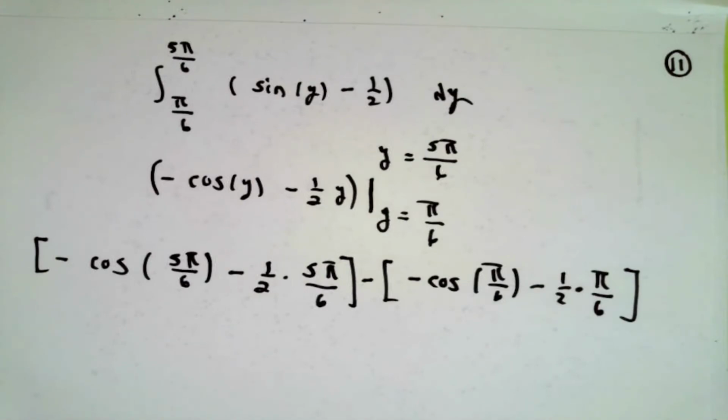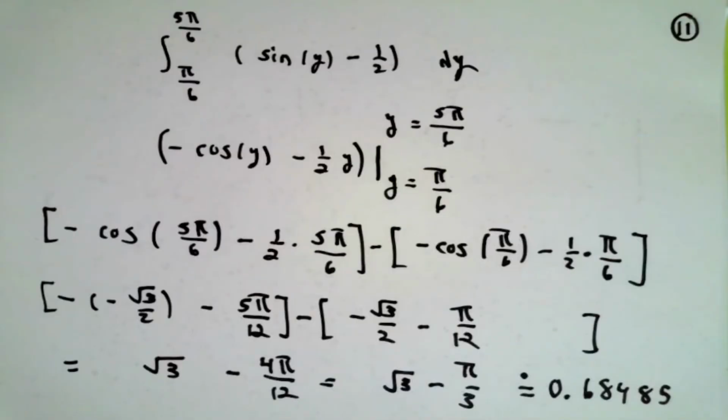The antiderivative is negative cosine y minus 1/2 y. I must evaluate that at y equals 5 pi over 6, also at y equals pi over 6, and then subtract. Evaluating this is straightforward. The exact answer is square root of 3 minus pi over 3. In decimal to 5 significant figures, that's 0.68485.